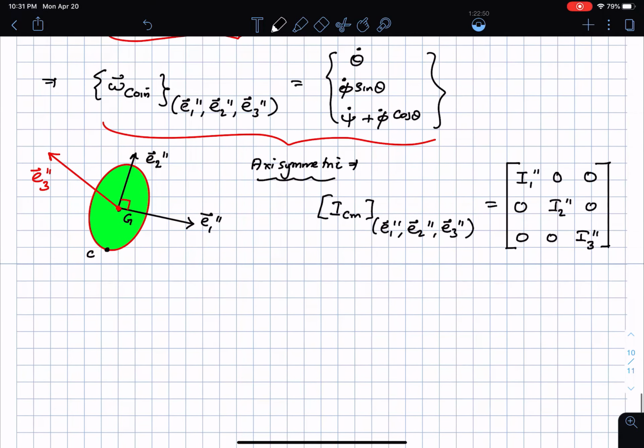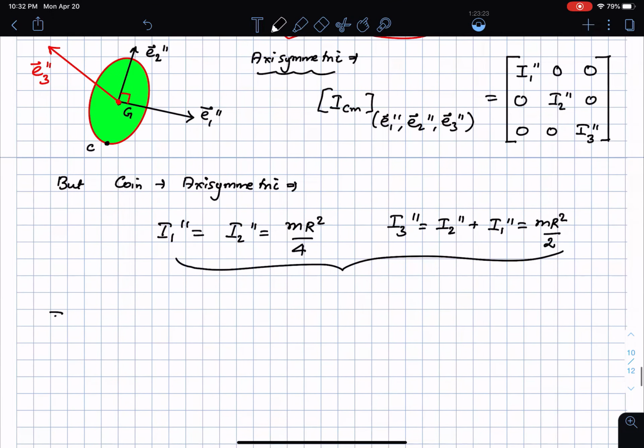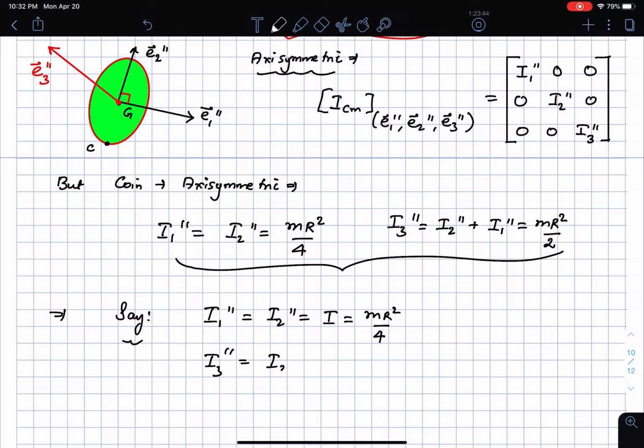Okay, but because the coin is an axisymmetric body, I'm going to say that I1 double prime is equal to I2 double prime is equal to mr squared by 4, and I3 double prime, which is equal to I2 double prime plus I1 double prime, is mr squared by 2. This is very basic stuff. Okay, so say I1 double prime is equal to I2 double prime, and I'm going to call that I. So I is mr squared by 4, and then I3 double prime I'm just going to call I3. And this is going to be mr squared by 2.